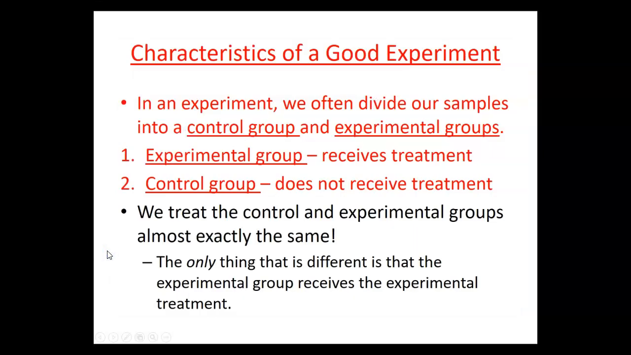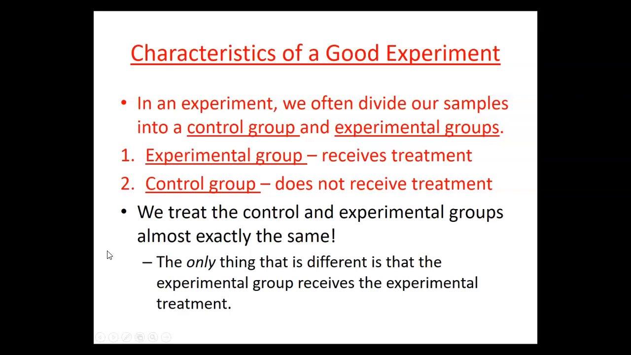In this lesson, we're going to go over the characteristics of a good experiment. In an experiment, we often divide our samples into a control group and experimental groups. The experimental group is the group that receives the treatment, while the control group does not receive the treatment.